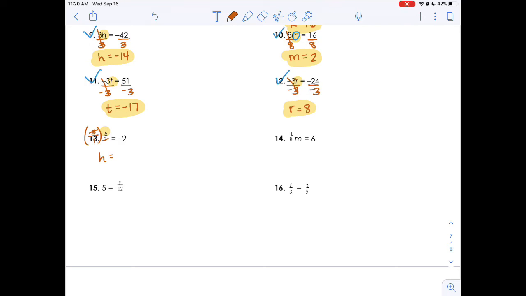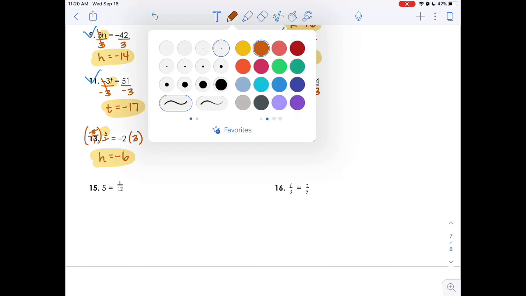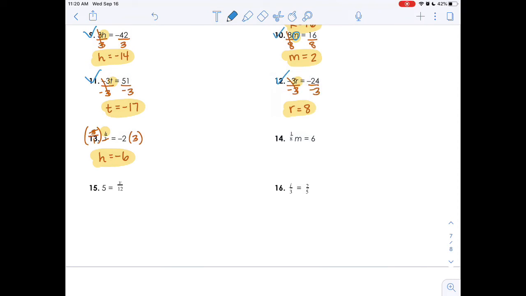On the left, I multiplied by 3 over 1, or just 3. So I'm going to multiply by 3 on the right. Negative 2 times 3 is negative 6. You could do a quick mental check. If I plugged in negative 6 for h, I'd have negative 6 over 3, which is negative 2. So this is correct.